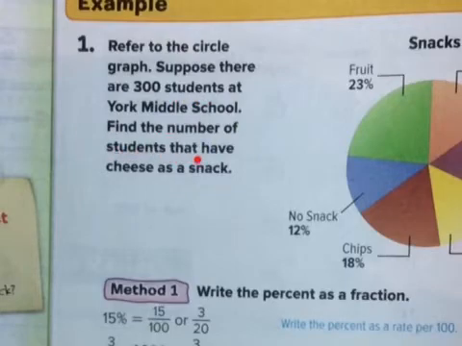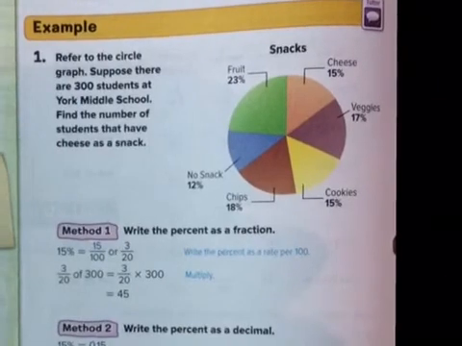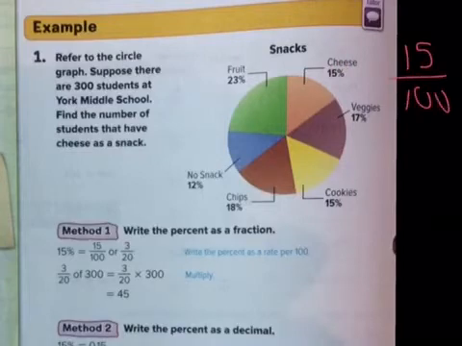Find the number of students that have cheese as a snack. Okay, so now we have 300 students and we have cheese as a snack, 15%. 15% out of 100. We have to now make it out of 300 students. So we have to triple this amount. And we triple this one.